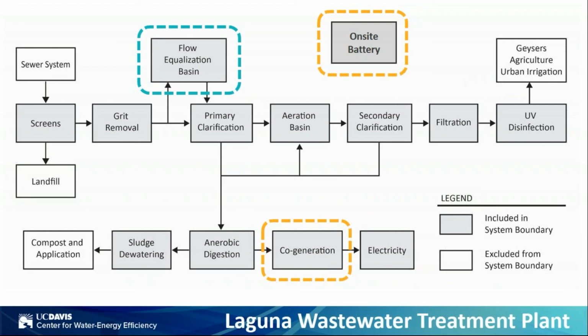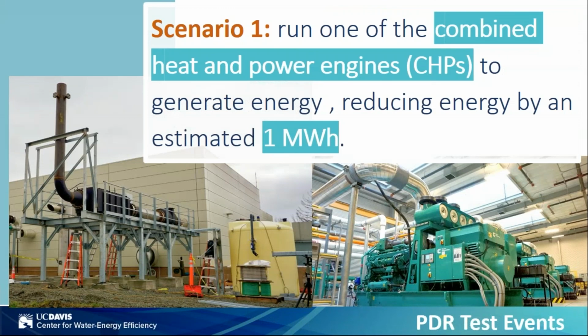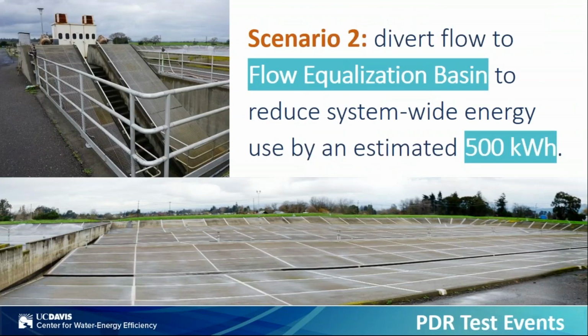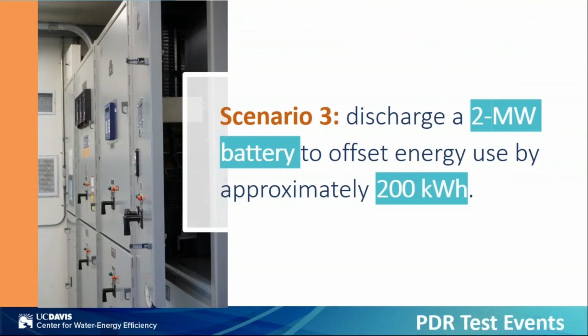As part of our project, we performed 18 different test events of these 3 different scenarios. I'm just going to run through the scenarios a little bit more explicitly. Scenario 1 was to run one of the combined heat and power engines to generate energy, and that would reduce energy by an estimated 1 megawatt hour. Scenario 2 was to divert flow into the flow equalization basins to reduce system-wide energy by an estimated 500 kilowatt hours. And scenario 3 was to discharge a 2 megawatt battery to offset energy used by approximately 200 kilowatt hours.